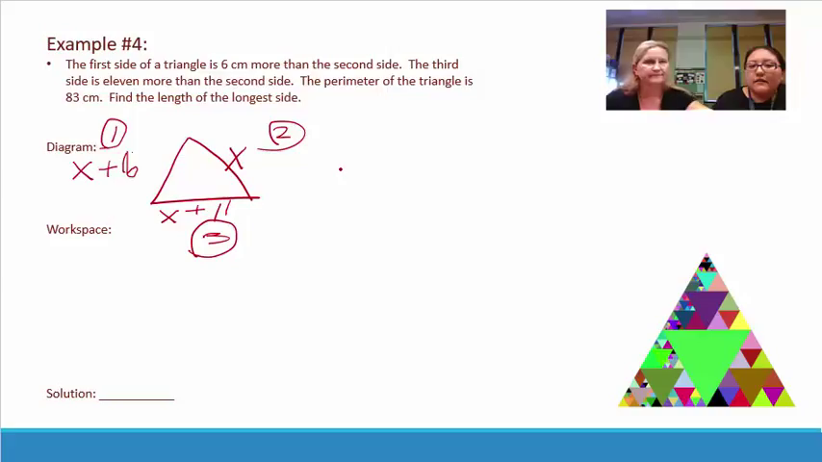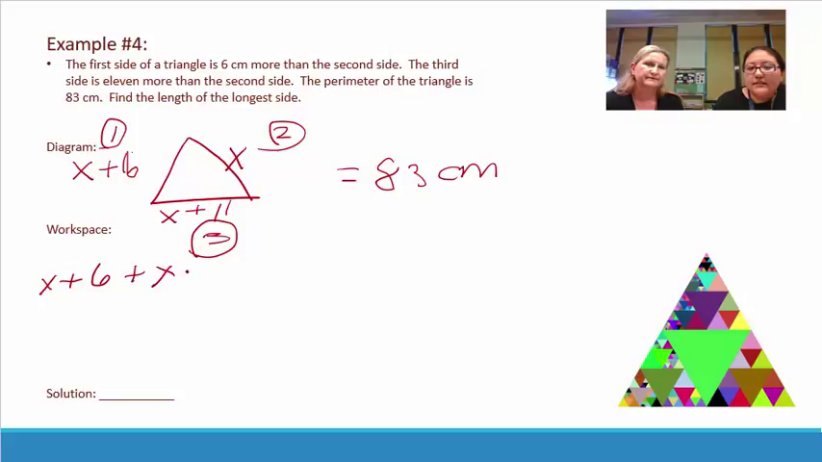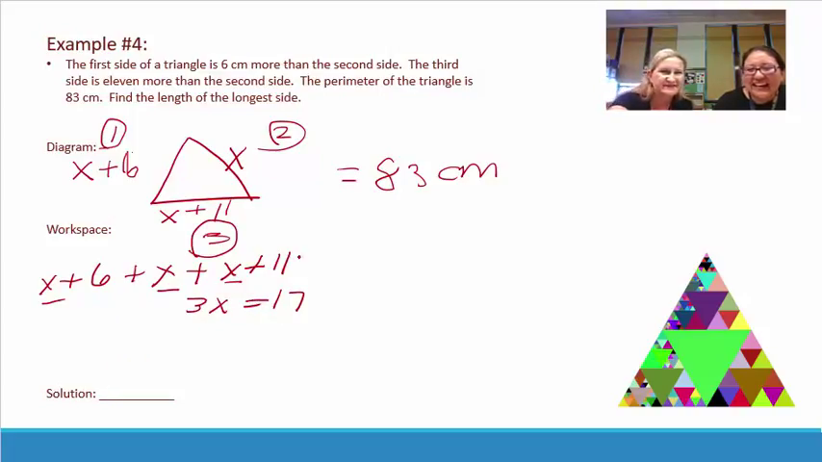So we know that all these will equal 83 centimeters. So we have to combine all these terms together. So we have x plus 6 plus x plus 11. Combine all these together. We have 3x equals 17 plus 6. Oh, you skipped a step. So we need equals 83, and then combine the numbers as well.